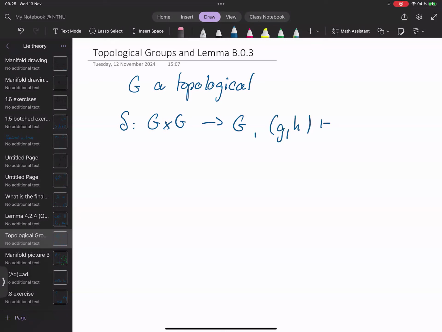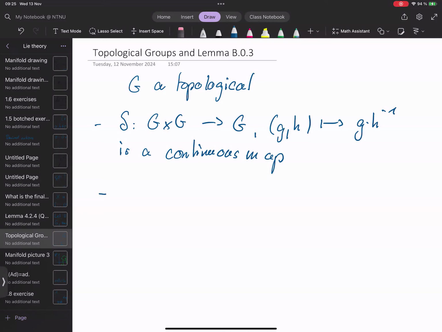You might think of this as a difference map, and what it does, it sends a pair to the product of the first component with the second component inverted. So this is a continuous map. All right, so in this video we will use this map delta as an auxiliary map to prove some statements.